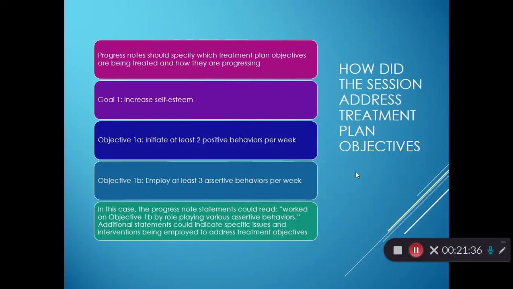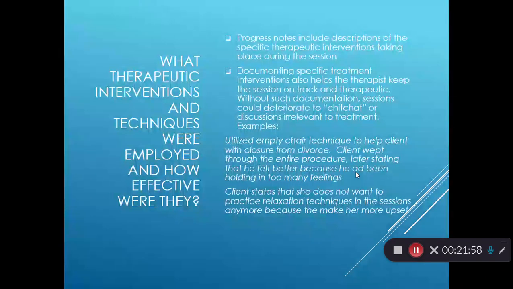Additional statements could indicate specific issues and interventions being employed to address treatment plan objectives. So basically it's saying, did you ask if they've been doing this? What did they say? Have they been accomplishing it? Do they need to learn more ways of being assertive or more ways of being positive through the week to meet that treatment plan? And are they following through with it?